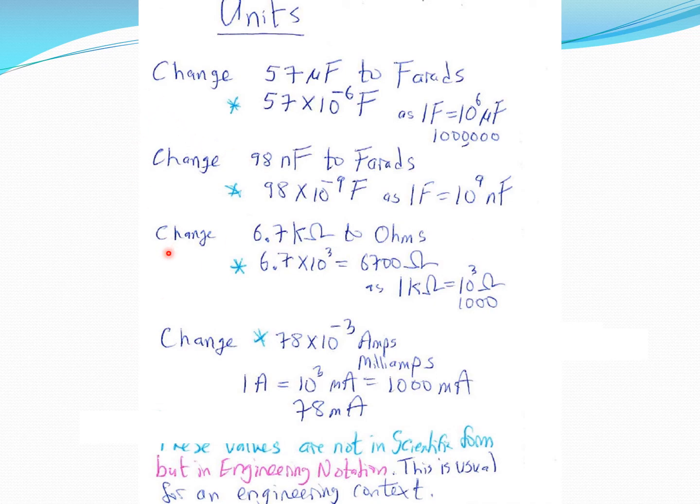So looking at all those units then, all those units that look a wee bit like scientific notation are not actually scientific form, but they're in engineering notation, and this is usual for an engineering context. That one is scientific notation because it's 6 point something by 10 to the 3. That's not scientific, and that there is not scientific notation.